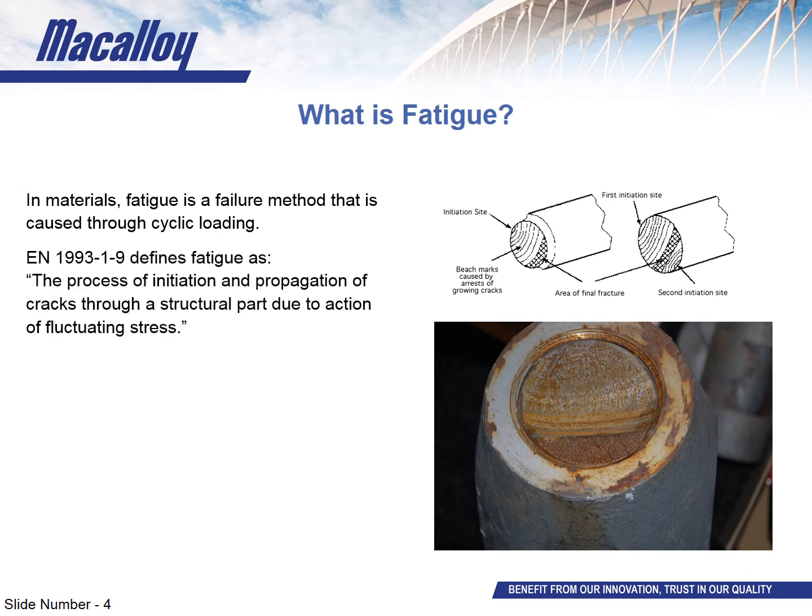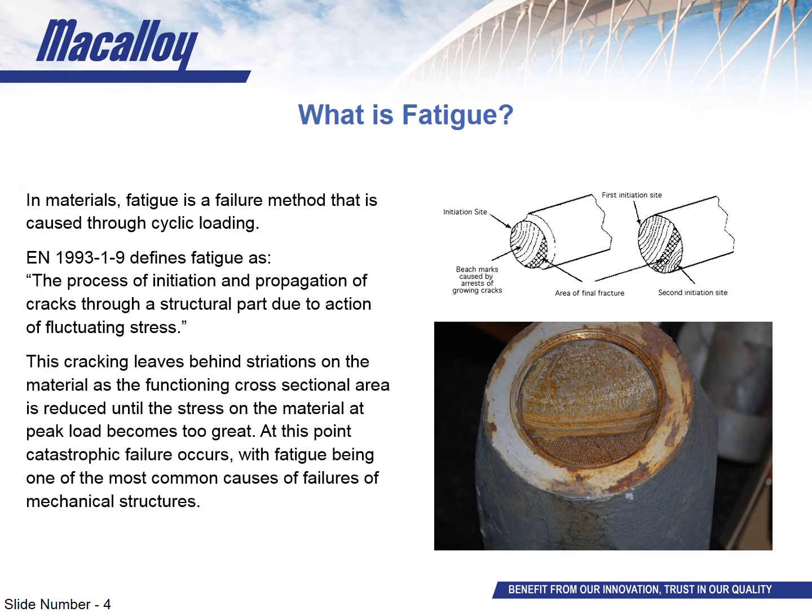EN 1993 Part 1-9 defines this as the process of initiation and propagation of cracks through a structural part due to the action of fluctuating stress. Just to elaborate on that, EN 1993 is the European standard for steel structures, and Part 1-9 is a section in this that covers fatigue.